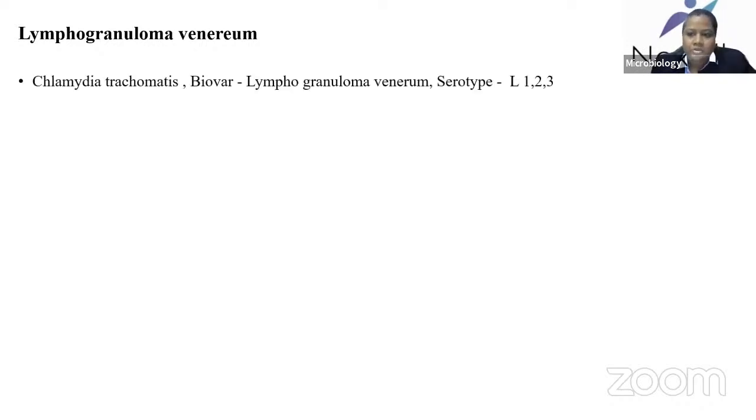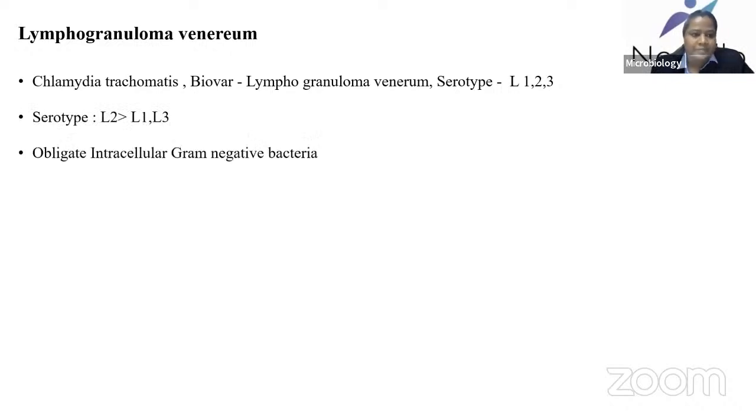So the next topic of discussion is lymphogranuloma venereum. Lymphogranuloma venereum is caused by Chlamydia trachomatis. Chlamydia trachomatis has biovars, and among the biovars you have different serotypes. One of the biovars causing lymphogranuloma venereum is named the LGV biovar, and the serotypes causing LGV are L1, L2, and L3. The serotype L2 is more common compared to L1 and L3.